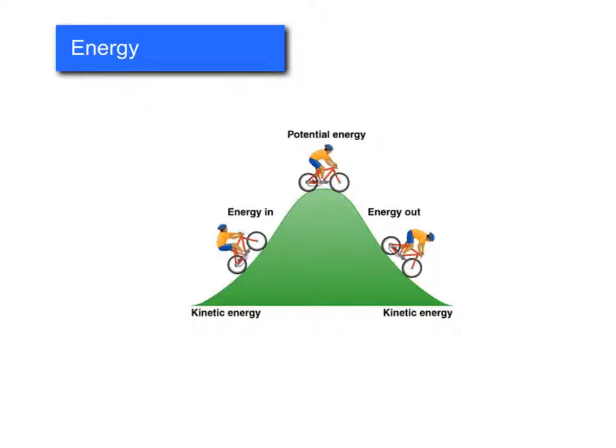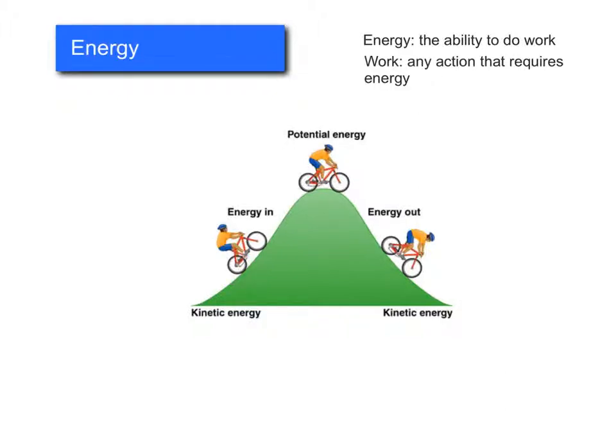So what is energy? Energy is defined as the ability to do work. And work, conversely, is any activity that requires energy. And these are terms that you've heard in everyday life, so they shouldn't be so foreign to you. And there's two different kinds of energy that we're going to talk about. One is kinetic energy, and kinetic energy is the energy of motion.